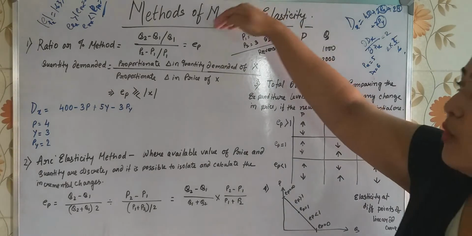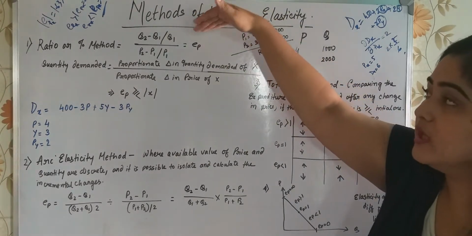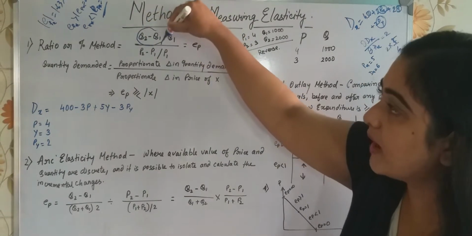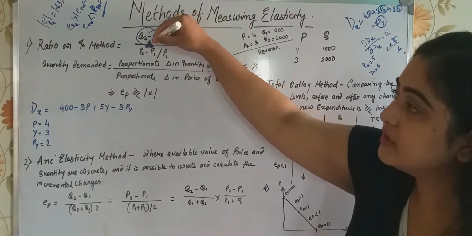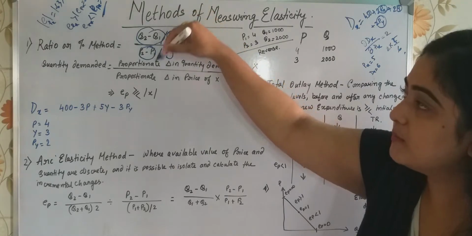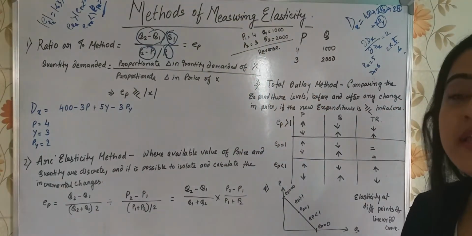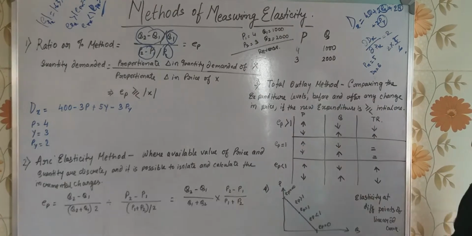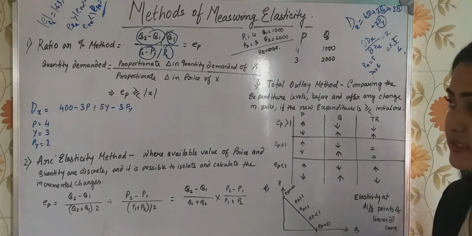तो देखिए that is what? Q2 minus Q1 by Q1 if you are doing. So the difference you are finding out. We are finding out the difference by the original quantity. Similarly, difference by the original price, है ना? And we are getting the EP, right? So proportionate change हो गया in the quantity demanded by proportionate change in the price of x. ठीक है? Price of x.